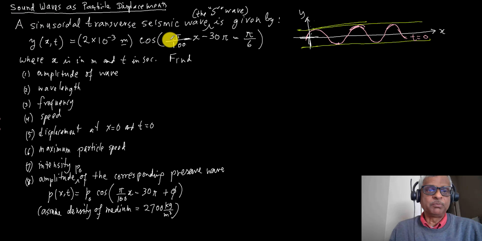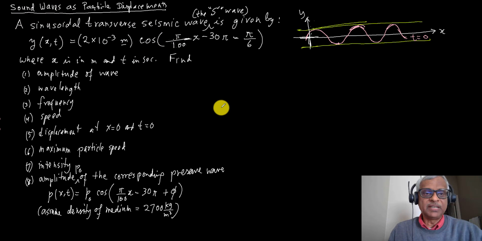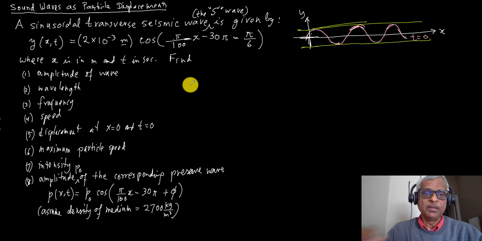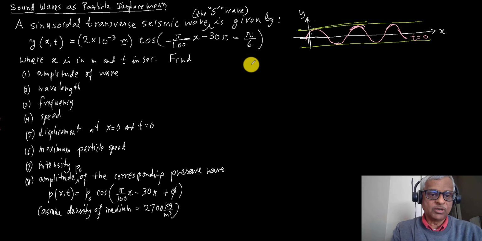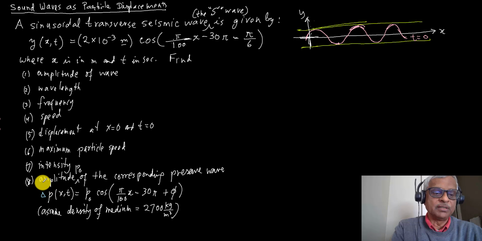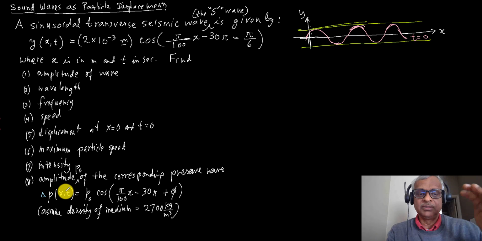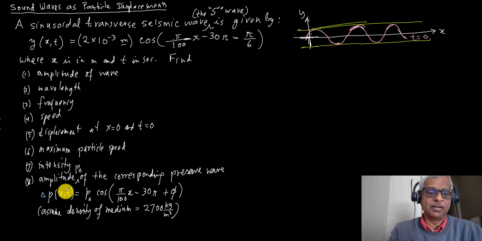Today we have a problem in sound wave again. Last problem we dealt with was sound wave, and last time we wrote sound wave in this form with a pressure wave. This is delta p, a pressure difference with the ambient pressure, and you can write it like that.